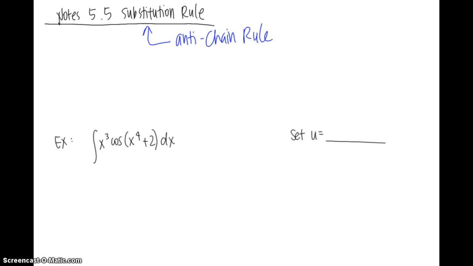And when did we use the chain rule? Why did we need the chain rule? The chain rule was actually used for composite functions. And so what did it look like?